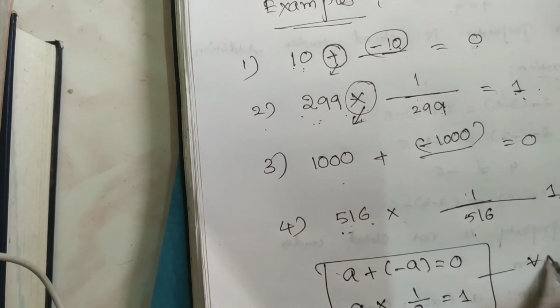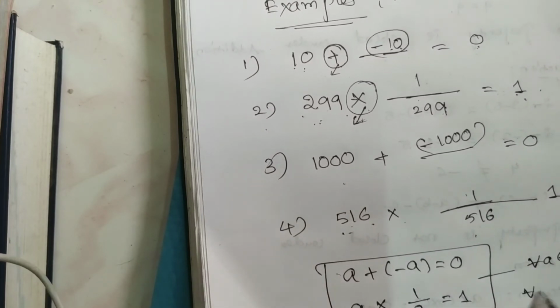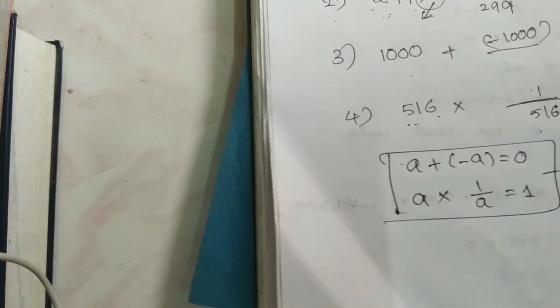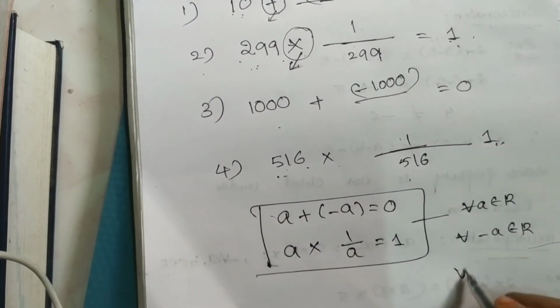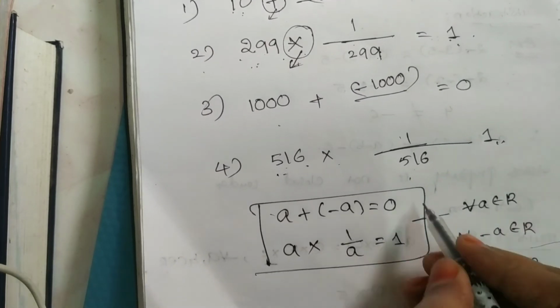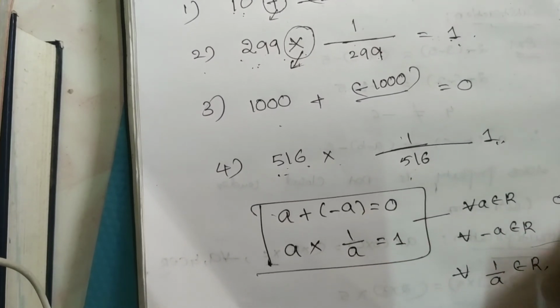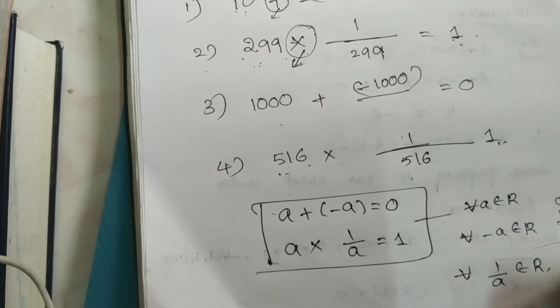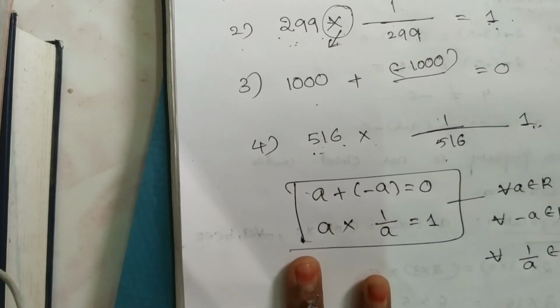So for all a belongs to R, minus a belongs to R, and 1 by a also belongs to R. Here 0 and 1 are the additive identity and multiplicative identity.